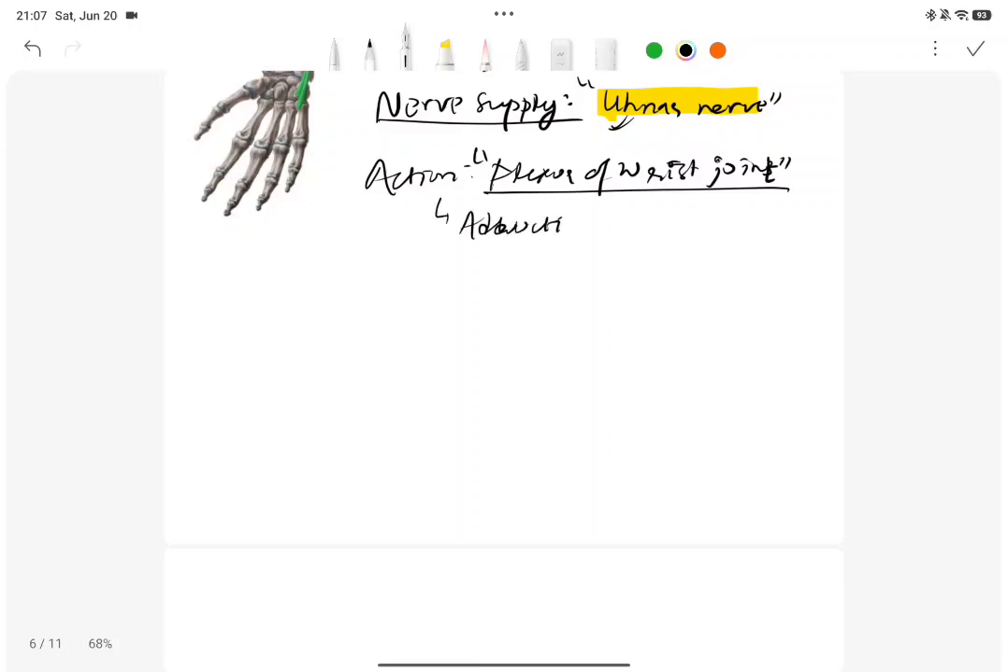So adduction of wrist joint, okay, adduction of wrist joint along with extensor carpi radialis, है, extensor carpi radialis. So it is the adduction, है.